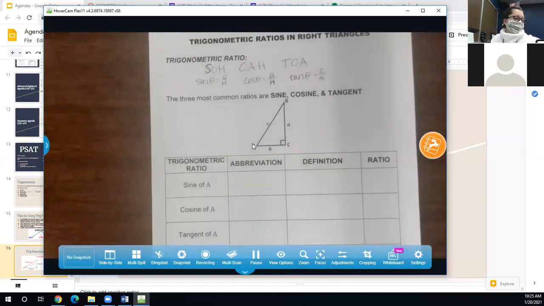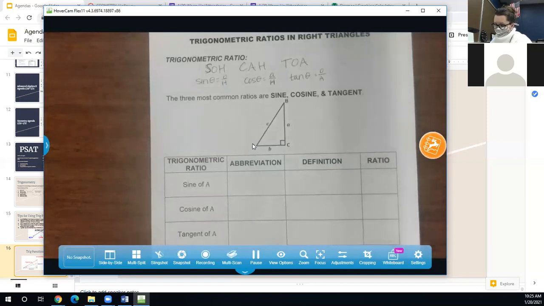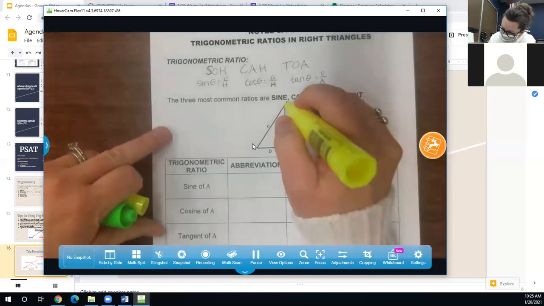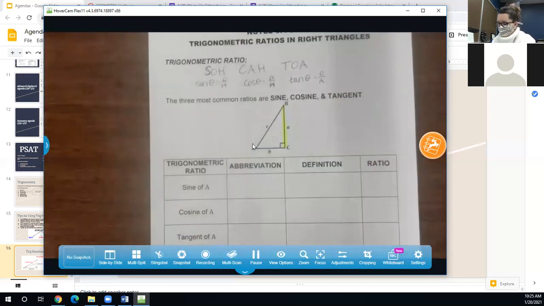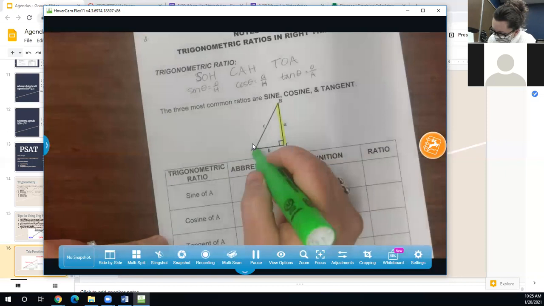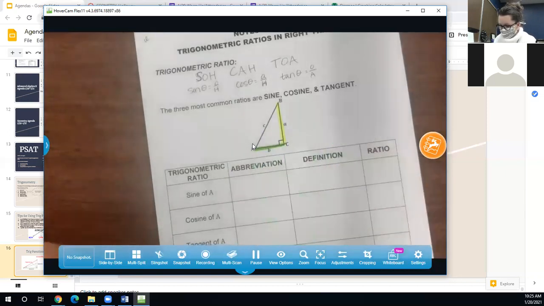I'm going to color these using my highlighters, so it's going to help us a little bit. If you want to do this on yours, that's great. It'll probably help you remember.